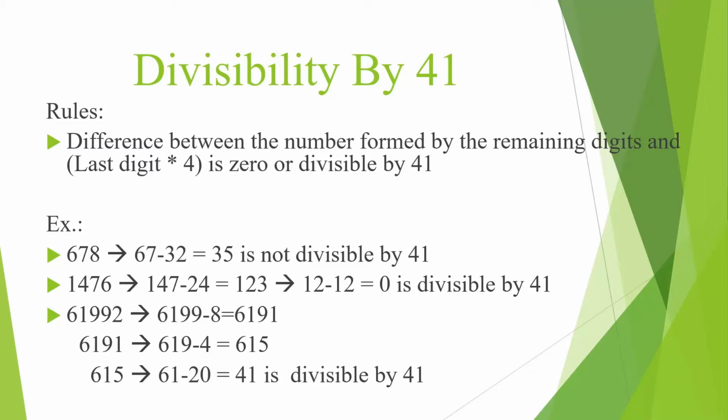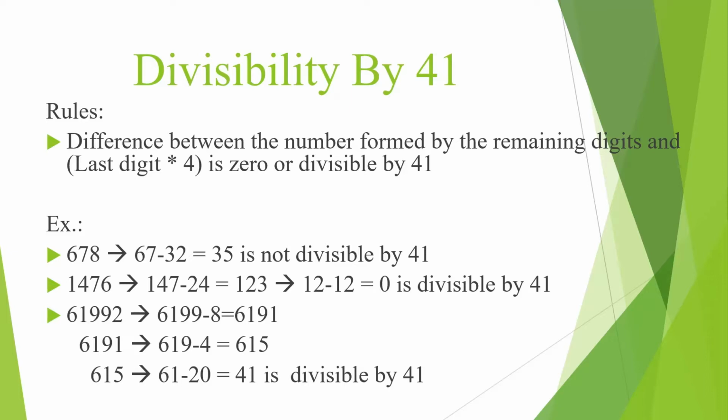Let us consider a bigger number, 61,992. Ignore the last digit, we will get 6,199. Last digit into 4, that is nothing but 2 into 4 equal to 8. So when we find the difference, that is 6,199 minus 8 is equal to 6,191. Let us reduce it further. 6,191. Ignore the last digit, we will get 619. Last digit into 4, that is nothing but 1 into 4 equal to 4. 619 minus 4 is equal to 615.